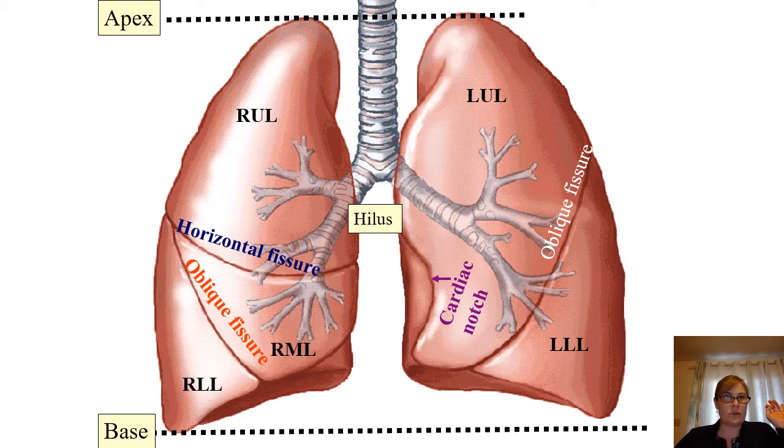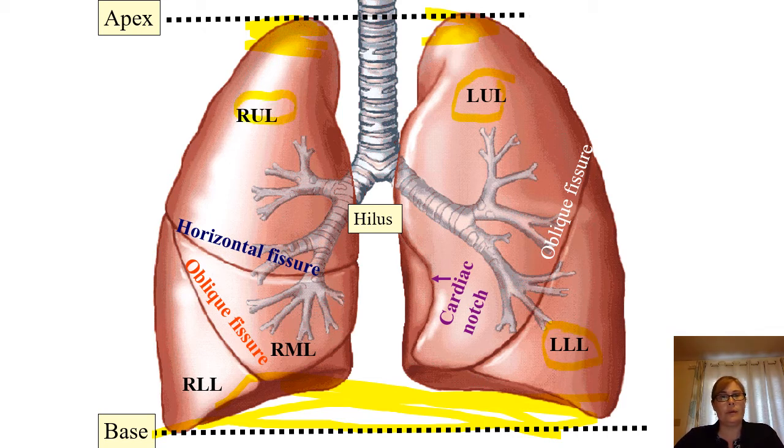All right, so here's our apex at the top. Into yellow. Apex at the top. So this section here would be considered the apex. The base is the bottom area. And then we have our lobes. Left upper lobe, left lower lobe. Right upper lobe, right middle lobe, right lower lobe.